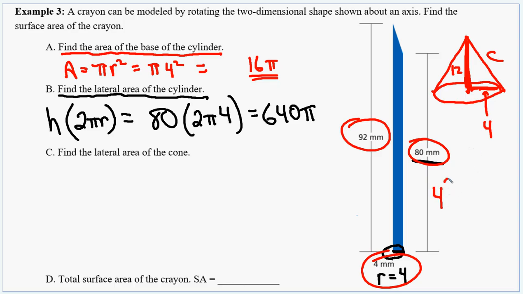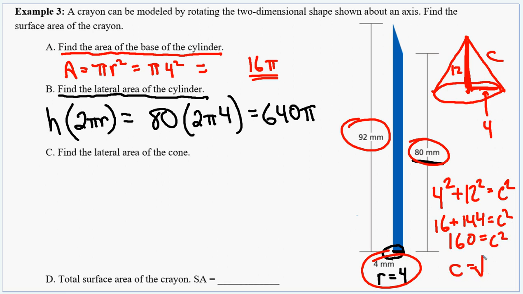So I'm going to come down here in the corner, and we're going to do 4 squared plus 12 squared equals c squared. And that is 16 plus 144 is c squared, and those two numbers add up to 160 is c squared. So c is the root of 160, and it's not 40. I don't know what I was thinking. The root of 160. So our lateral area of the cone is pi r l. Pi is just pi. Our radius is 4. And then our l value we just found as root 160.